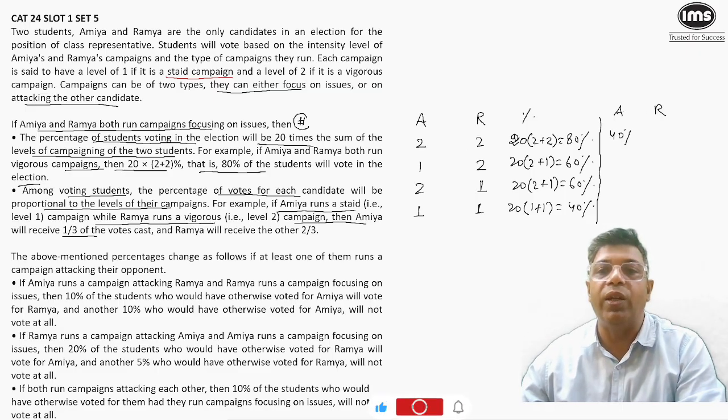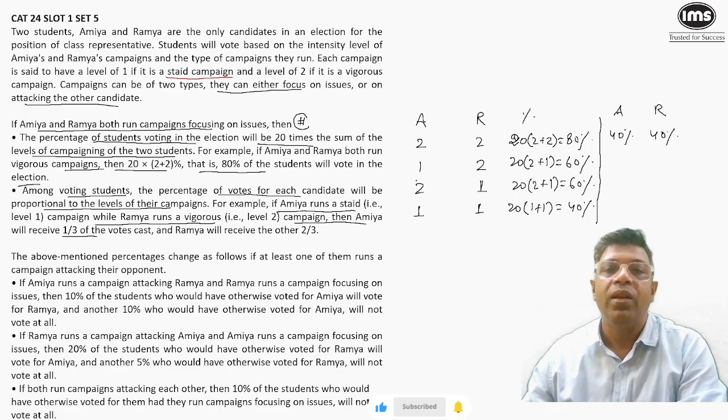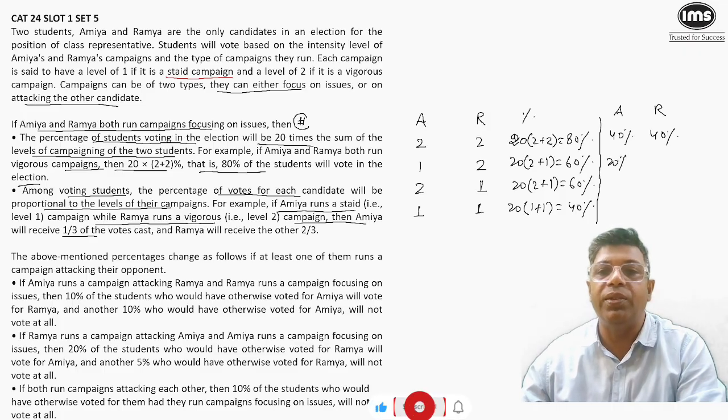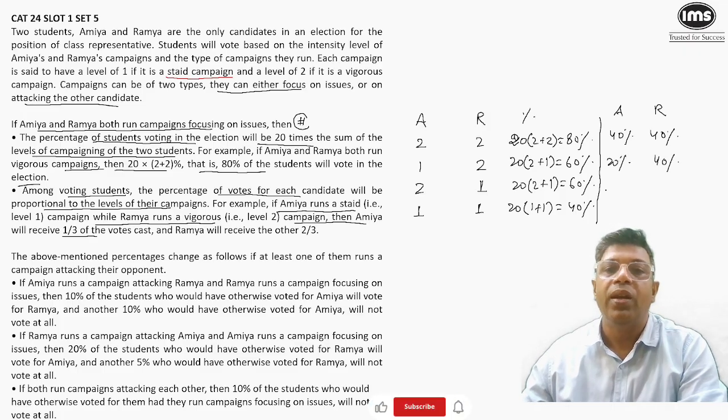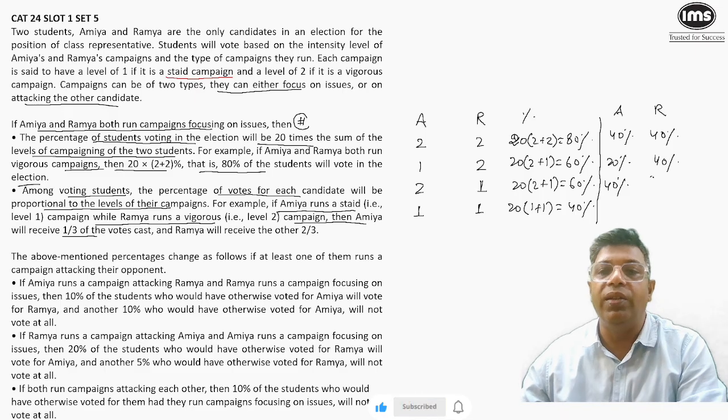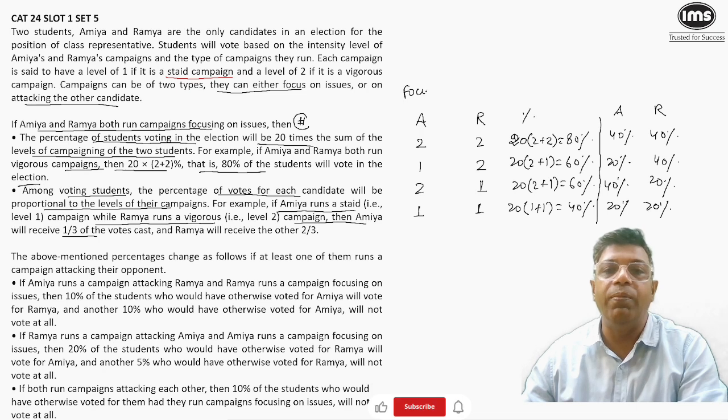So Amya will get 40%, Ramya will get 40%. Now in this scenario, the vote share will be in the ratio of 1:2. So you can say Amya will get 20%, Ramya will get 40%. In this, the numbers will reverse, and in this, both of them will get 20%. So overall, this scenario is valid when both of them are focusing on issues.